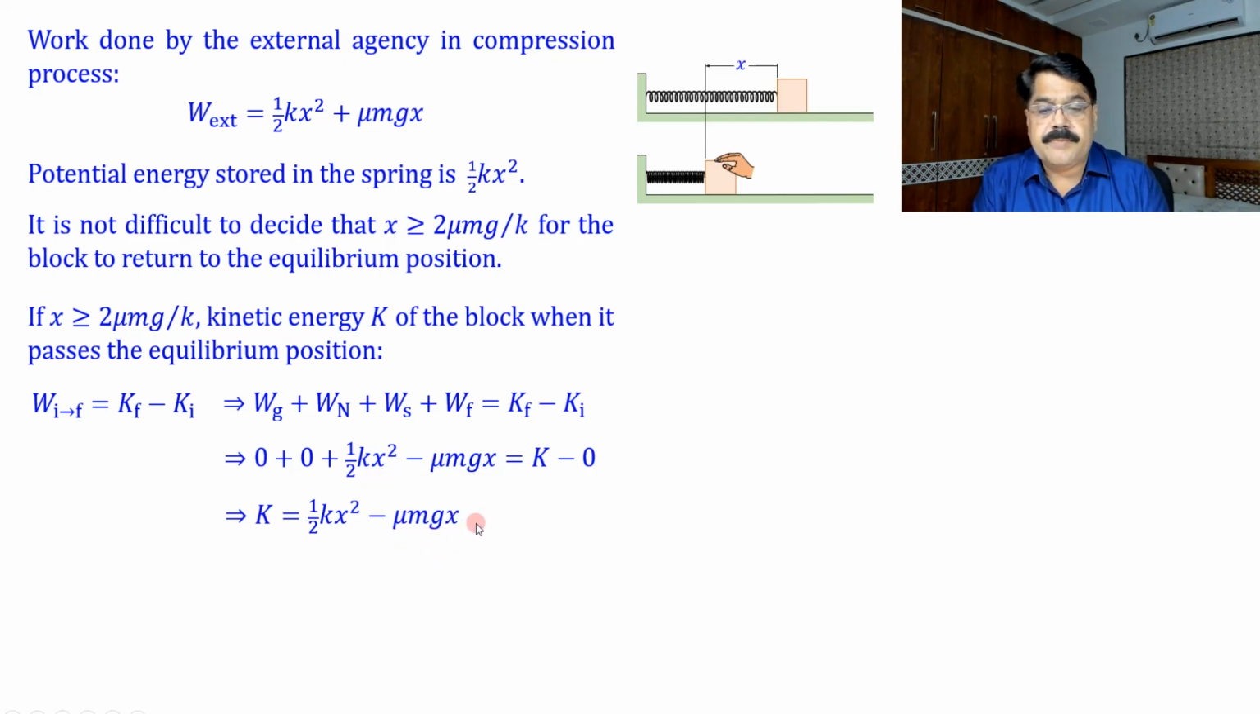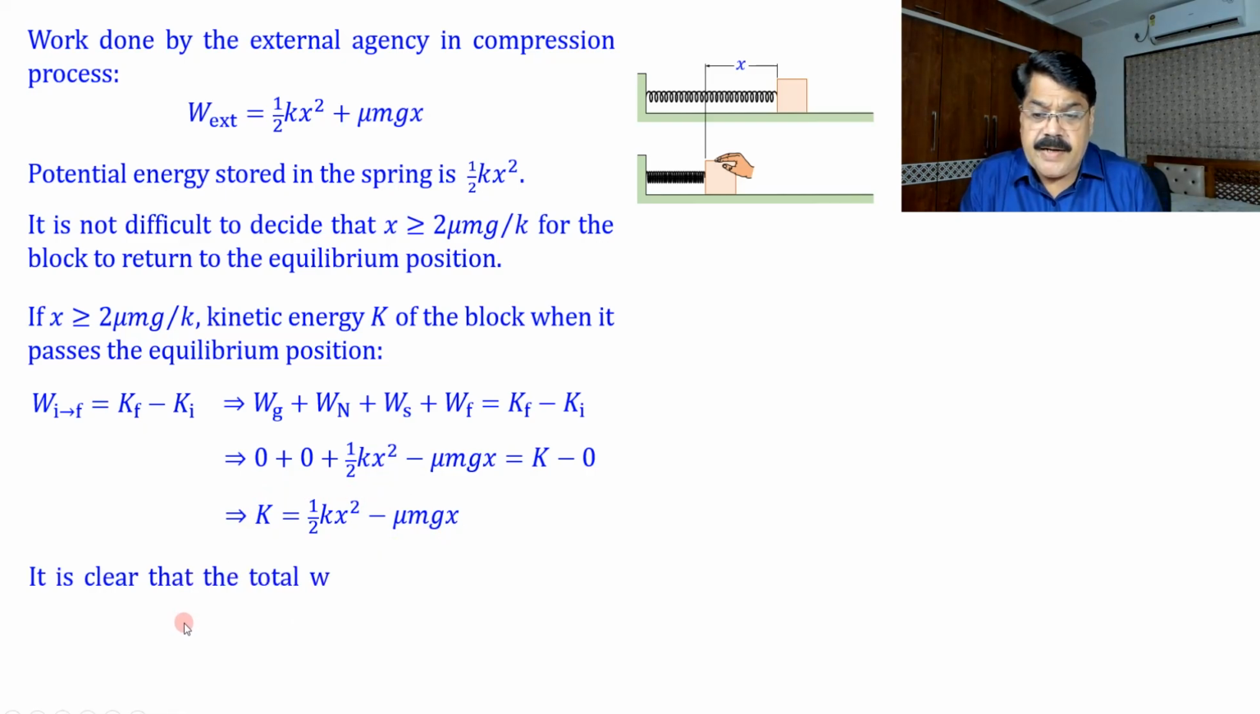Now you can see, if the block returns to the equilibrium position with some kinetic energy, or say just returns here, then K will be 0 at this point. If K is 0, you can see x will be equal to 2 mu mg by k. Now if x is greater than this value, 2 mu mg by k, the block will return to the equilibrium position with some kinetic energy. And that kinetic energy we can find by this equation.